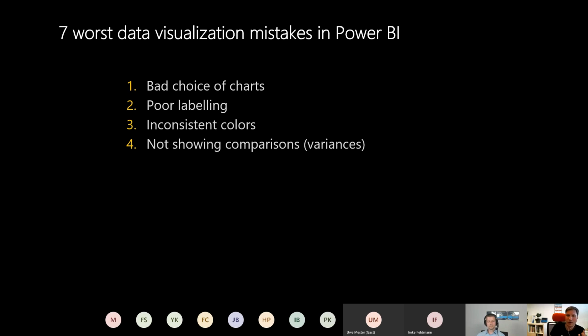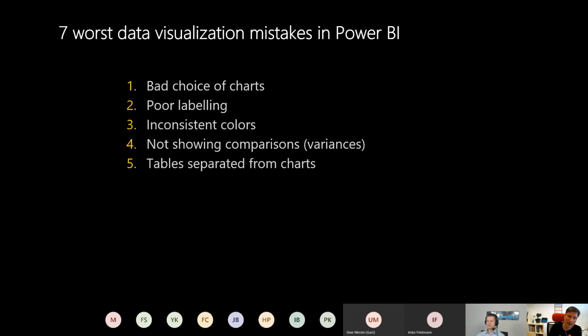Then number four, not showing the comparisons and not explicitly visualizing the variances, right? The red and green changes, is it good or bad? How good, how bad? How is it better than planned? How much better than planned? Or how much growth from previous year, and so on. So this is another area.